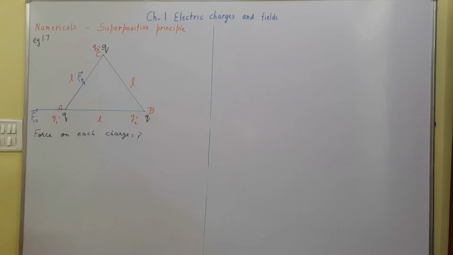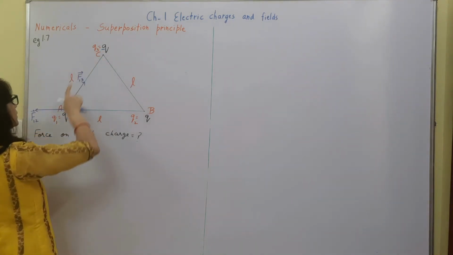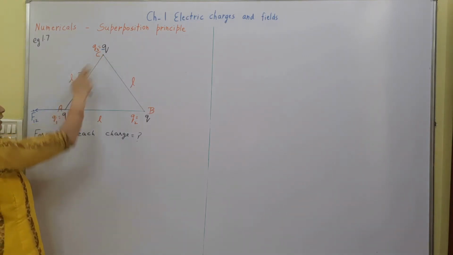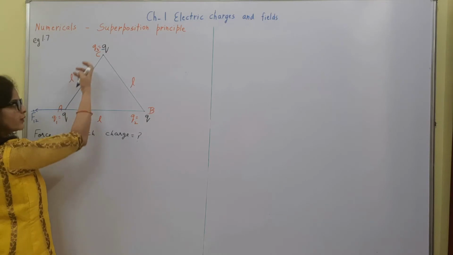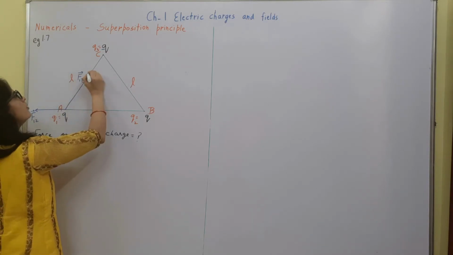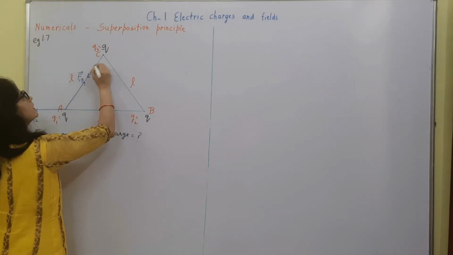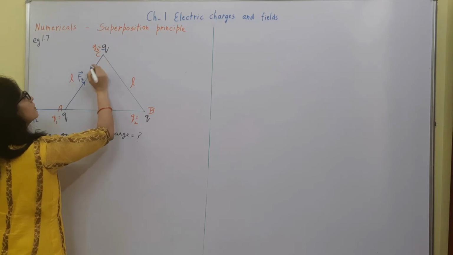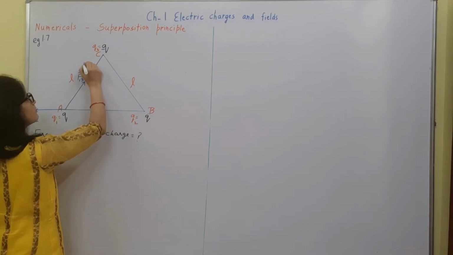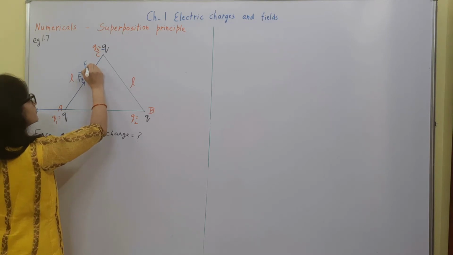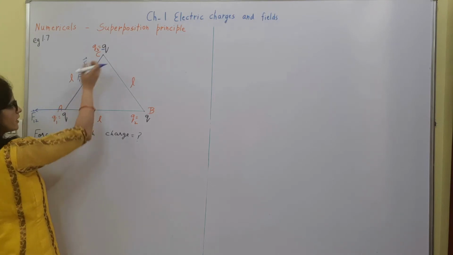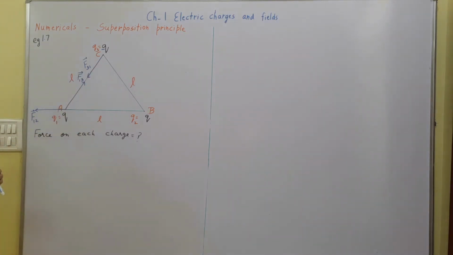Right? Now I can mark the force on 3 due to 1. Both are unlike charges. So 1 will also try to bring it towards itself. So this will be the force on 3 due to 1. So the first charge will try to bring it towards itself.